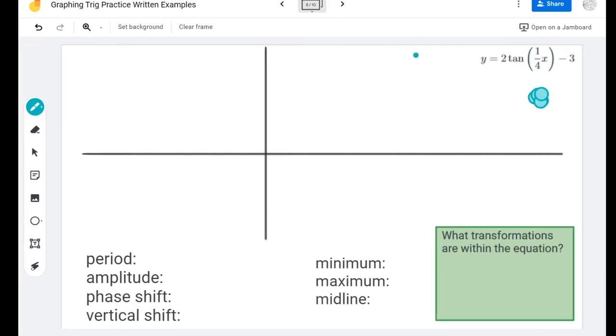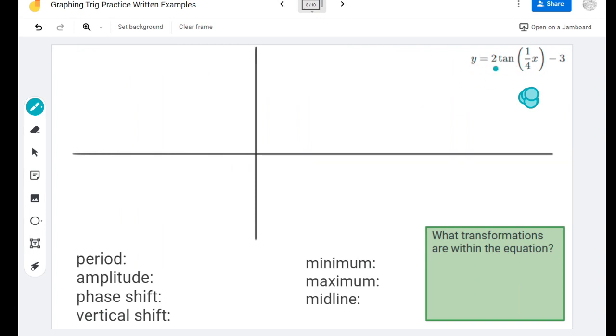Alrighty, so now our next one is a tangent function. So that's a little bit of a change of pace, right? In terms of the x-axis, the tangent function usually goes between pi over 2 and negative pi over 2. So let's identify our transformations. The 2 that's here is multiplied to the tangent, so that's a vertical stretch.